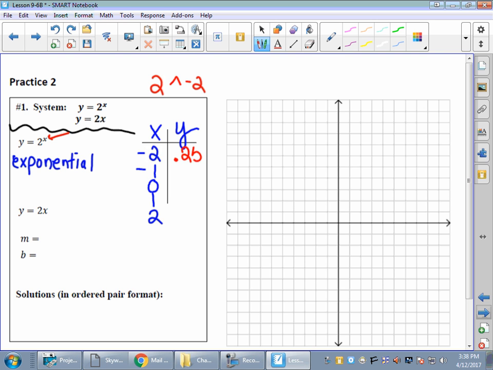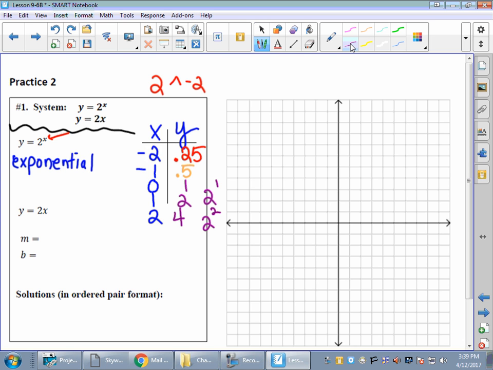Use a decimal or a fraction, whatever's easiest to put on the graph for you. When I do 2 to the power of -1, I got a 0.5 or a 1/2. Hopefully everybody remembers what 2 to the 0 power is. Go to your calculator and try it, and no, it's not 0. Anything to the 0 is 1. That's that trick problem. 2 to the first power is just 2, and 2 squared is 4.